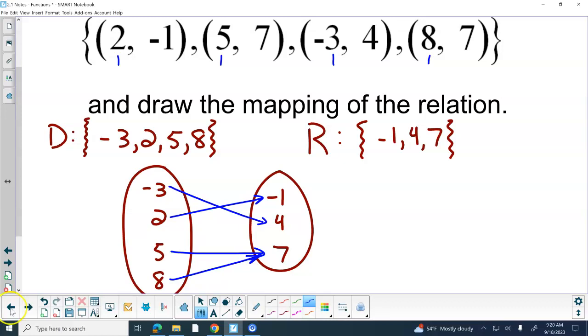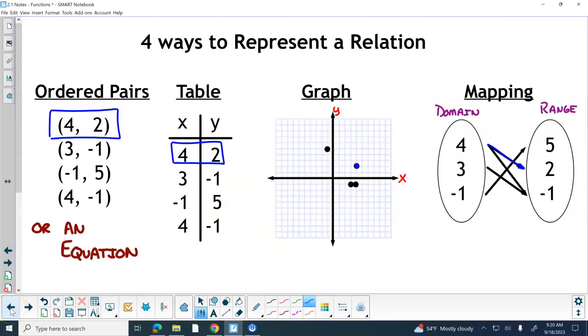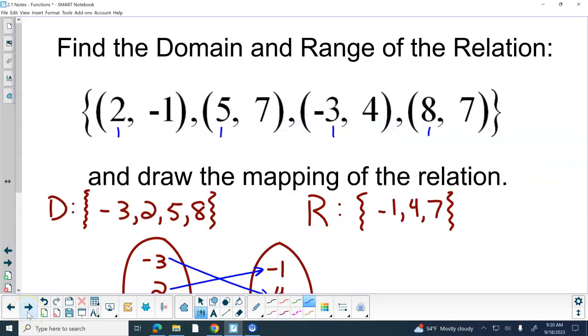One thing I failed to mention back here is if your list is a set of points, if your graph was just a set of points, do not connect them. You only connect them if you have an equation. If your relation is a set of points, leave them as dots on your graph. I forgot to mention that before. It popped in my head.